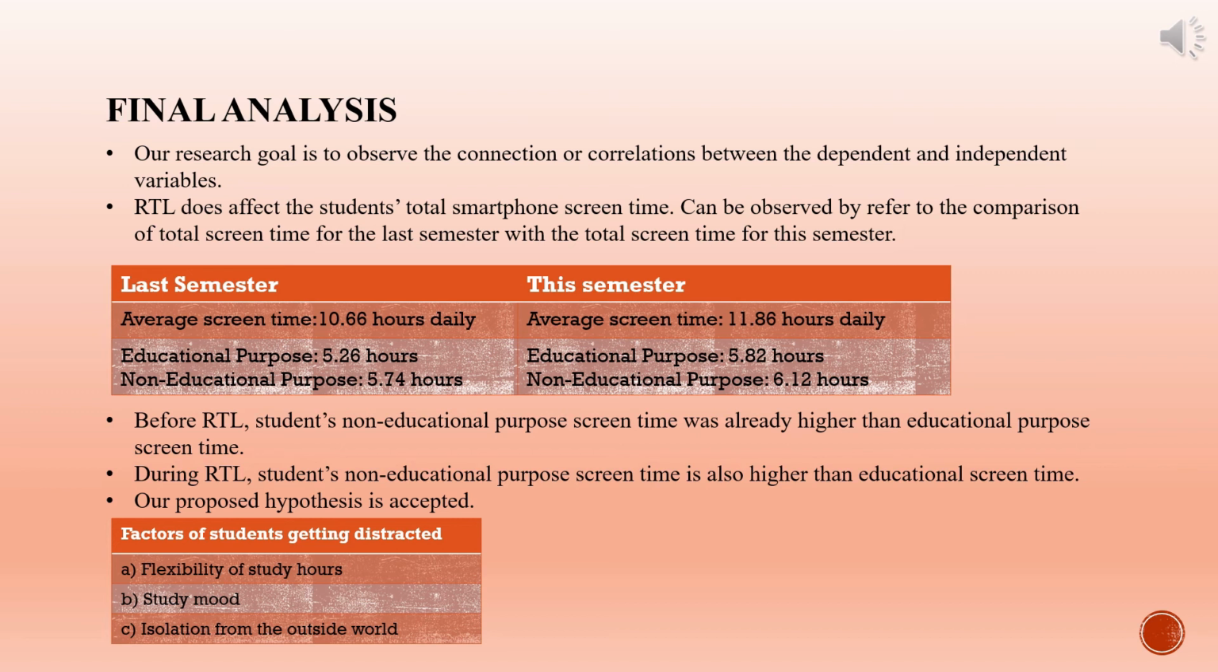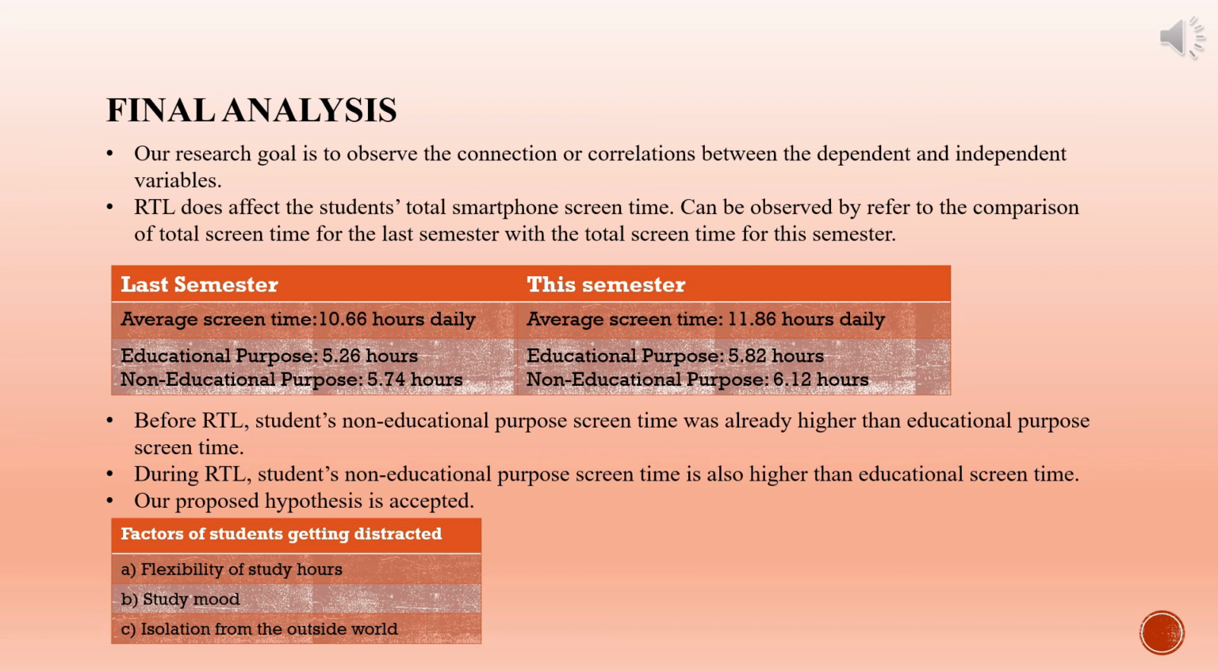So, during RTL, students' non-educational purpose screen time is also higher than the educational screen time. So, this concludes that students' non-educational purpose screen time is higher, both before RTL and during RTL.